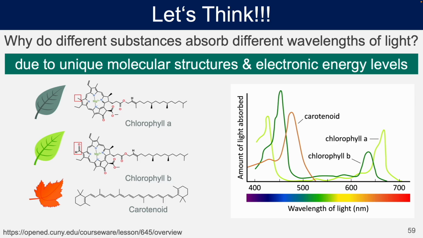Chlorophyll A absorbs mainly in the blue and red regions, chlorophyll B shifts a bit, and carotenoids absorb mostly in the blue, leaving the orange color we recognize. The absorption spectrum on the right shows their distinct fingerprints, and that's exactly why leaves change color in autumn. The mix of pigments changes, and so does the light absorption.